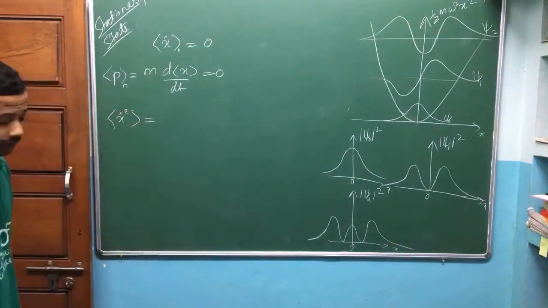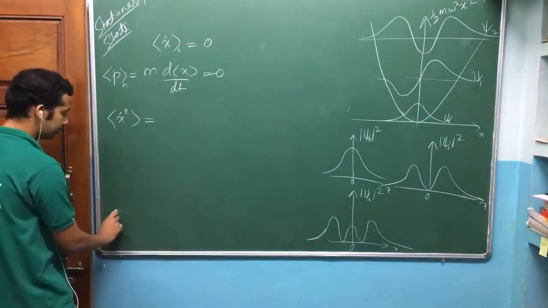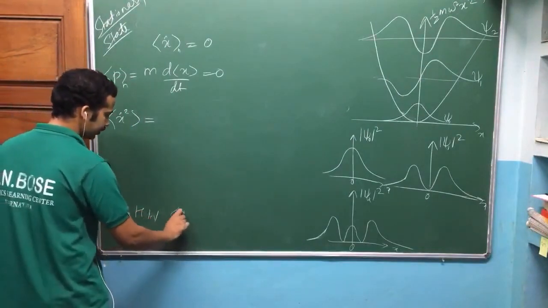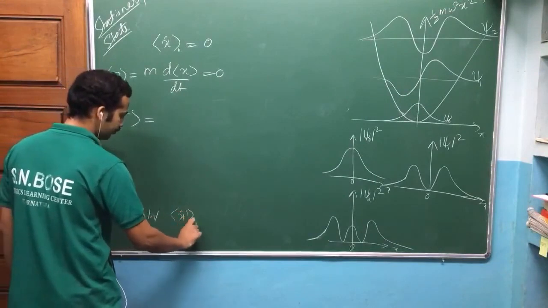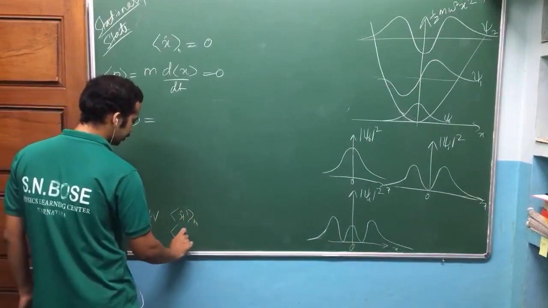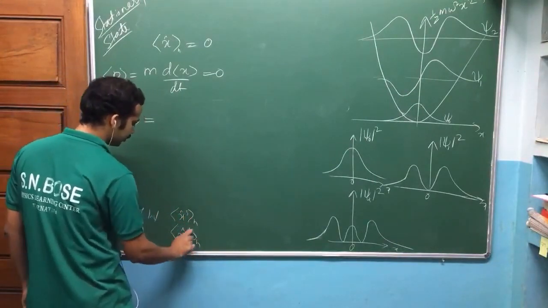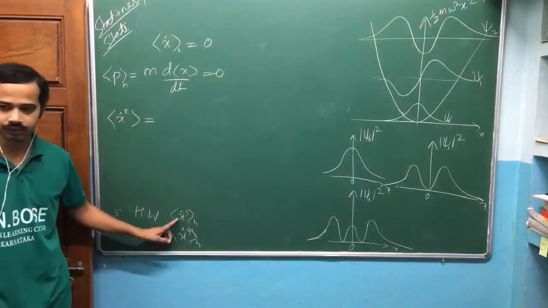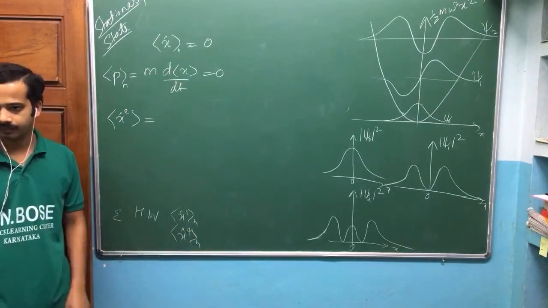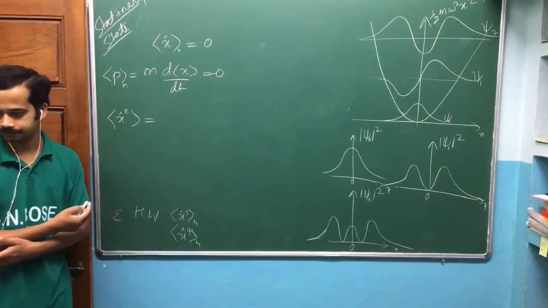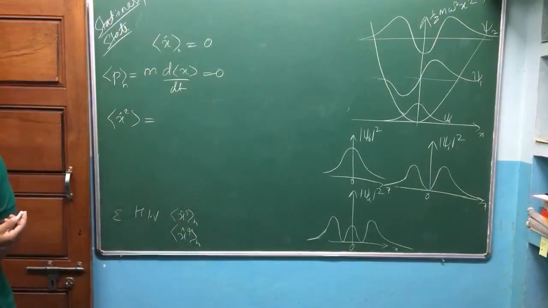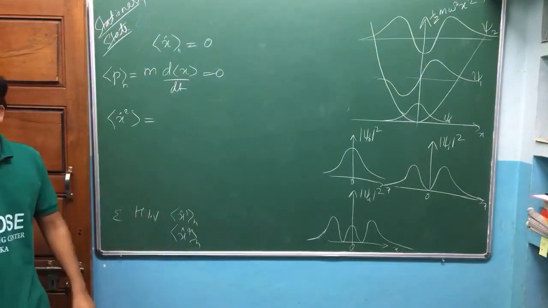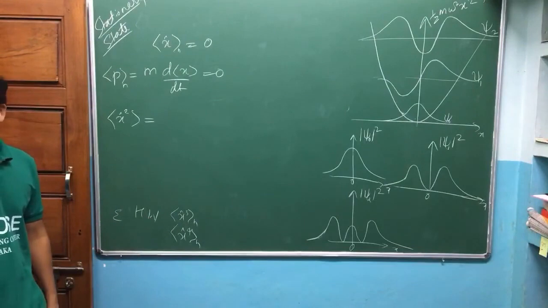Suppose you need expectation x cap cube, again, can you do it as homework? Find expectation x cap cube for the nth stationary state. Find expectation x cap raised to 4 for the nth stationary state. These are needed for the harmonic oscillator. Can you just tell me what expectation x cap cube is? Go for the integral. Expectation x cap cube is 0. Why? Odd function, isn't it?